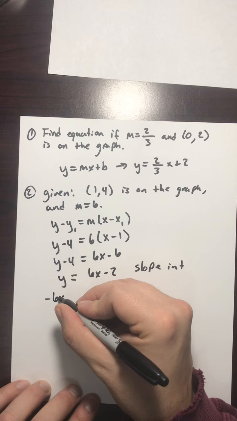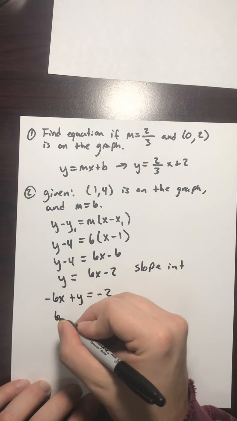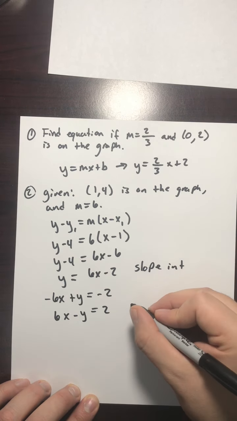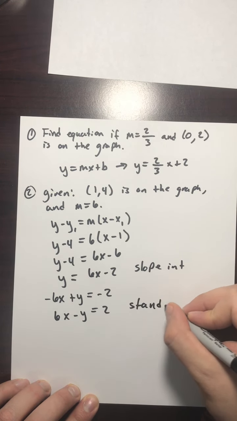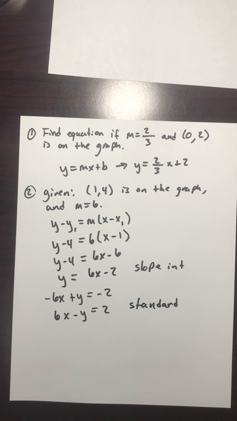If we were asked to give the answer in standard form, we would rearrange the equation such that we have ax plus by equals c, where the coefficient of x is a positive whole number, and so 6x minus y equals 2 would be standard form.